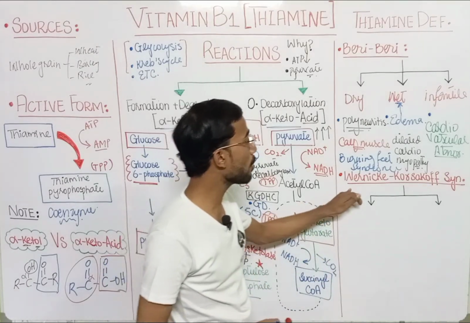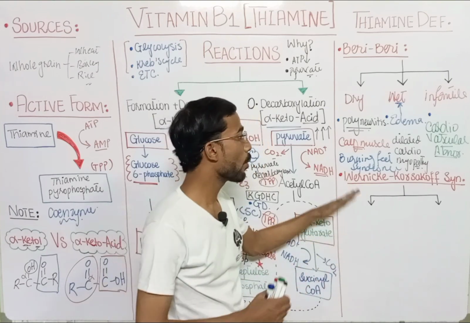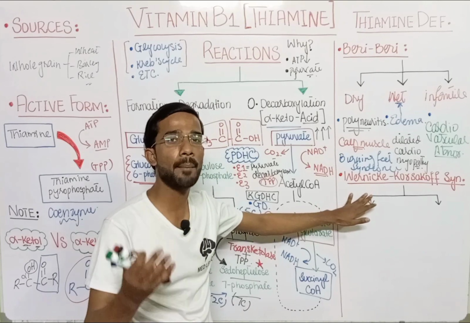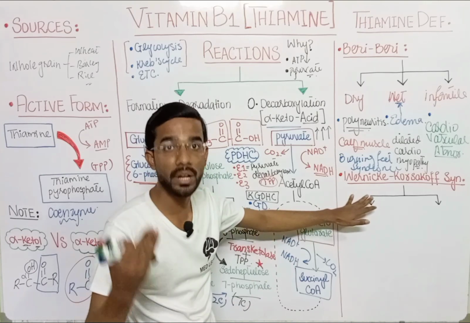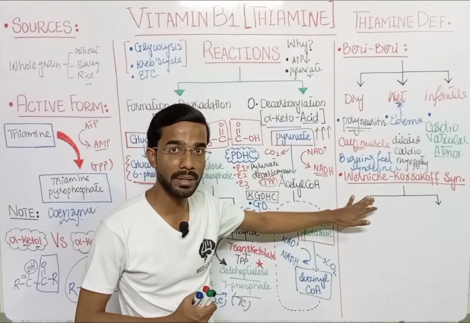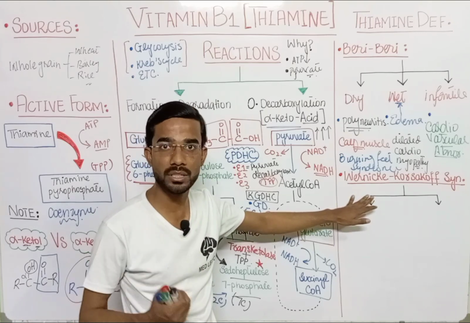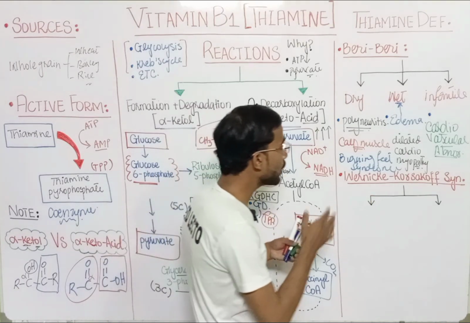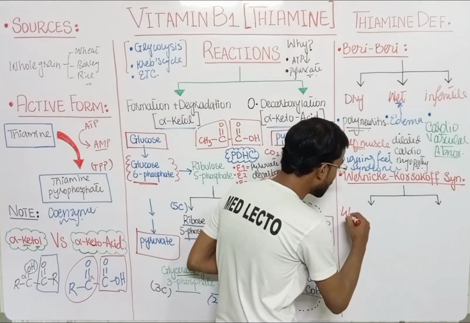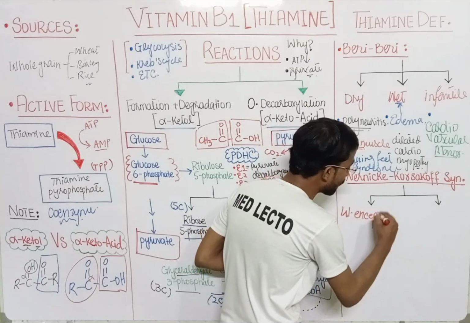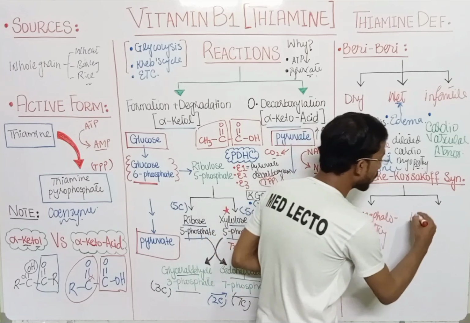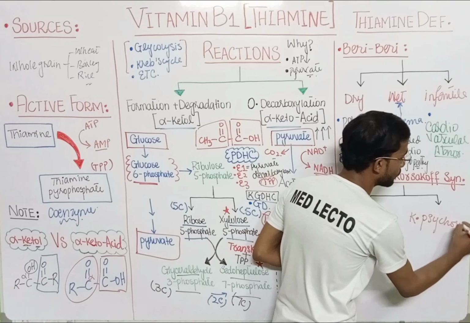Now the second disease is Wernicke-Korsakoff syndrome. It happens in different situations like alcoholism, and when there is malabsorption of the vitamin due to gastric surgery. We divide Wernicke-Korsakoff syndrome into two: first is Wernicke encephalopathy, and second is Korsakoff psychosis.